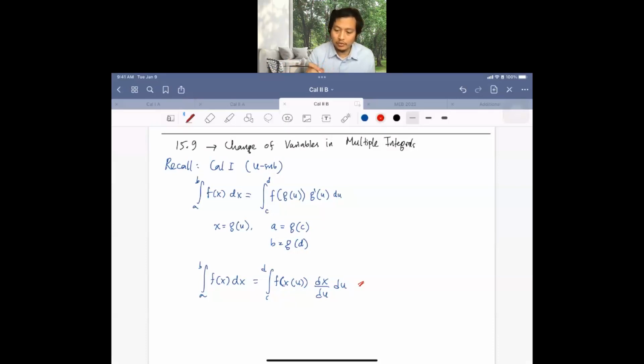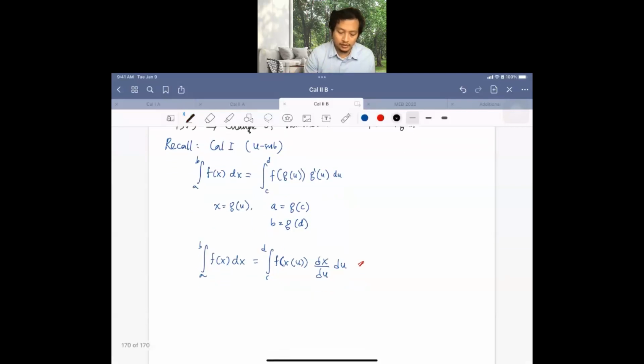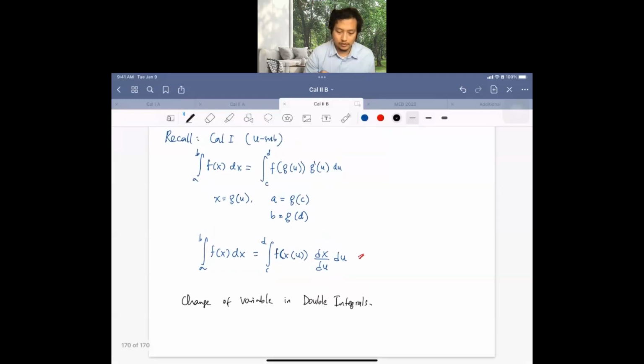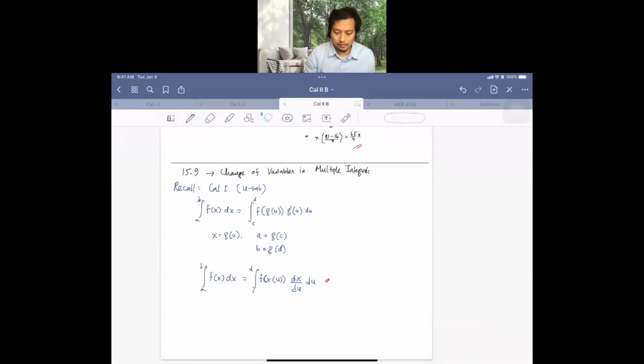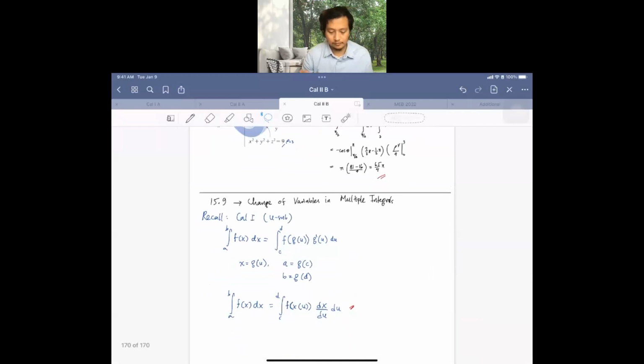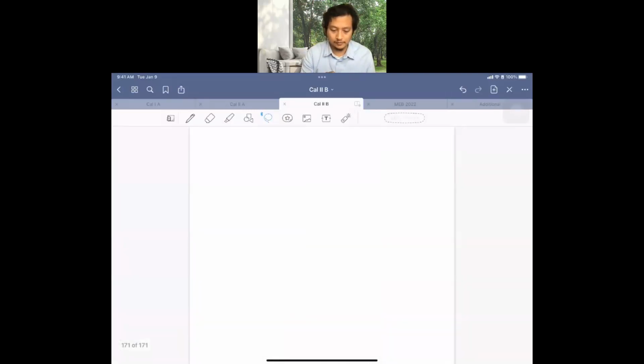Now, how can we make the change of variables in a double integral? So, change of variable in double integral. Or let me just cut this and write in the next page. Okay, let me move to the next page.